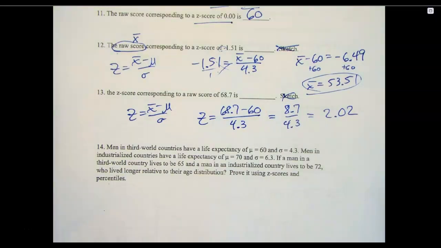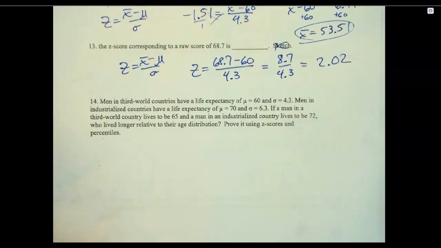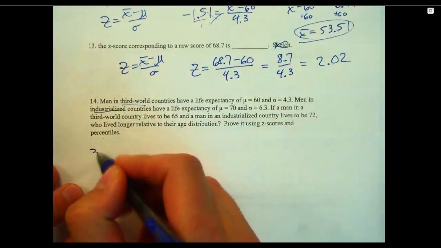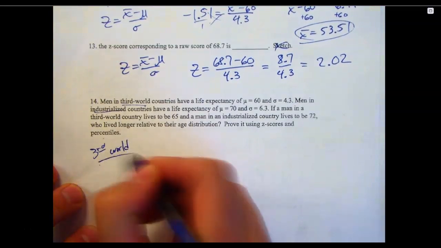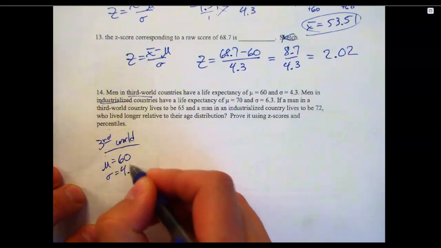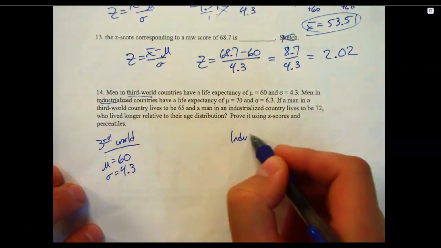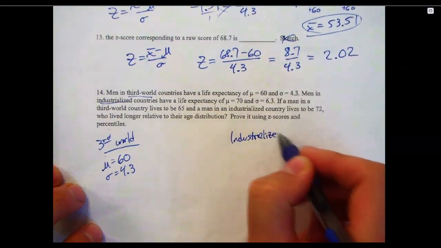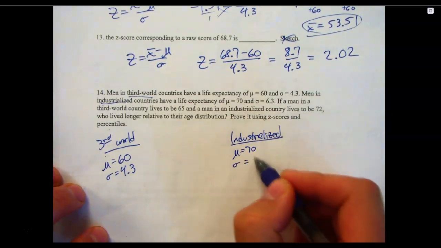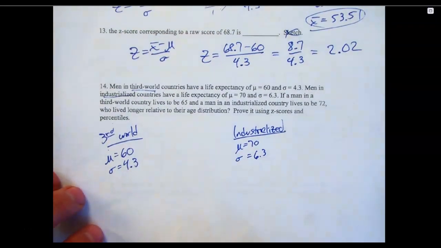13 okay? Questions on that one? All right, 14 is a little tougher. We got two things going on, and keeping organization of it is the most difficult part for some people. So I've got third world countries and industrialized countries. So I'm gonna make a little summary over here. Third world, the mean is 60. Standard deviation is 4.3. Industrialized, mean is 70. Standard deviation is 6.3.